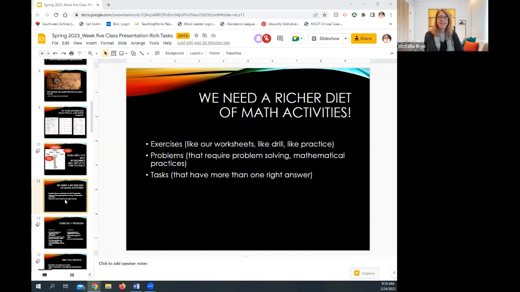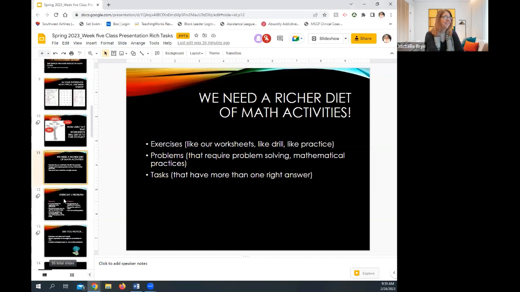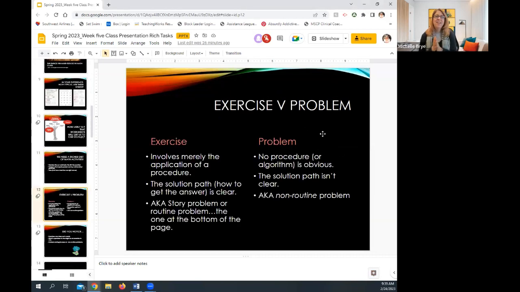Yeah, Sarah's going, yes, awesome, good. So let's look at what's an exercise versus a problem. So an exercise involves merely the application of a procedure. So that's what we see on those worksheets, right? We're doing a procedure, we're getting to the right answer. So the solution path is clear. There's one way to get the answer. Here's the algorithm. Here's how we do it.